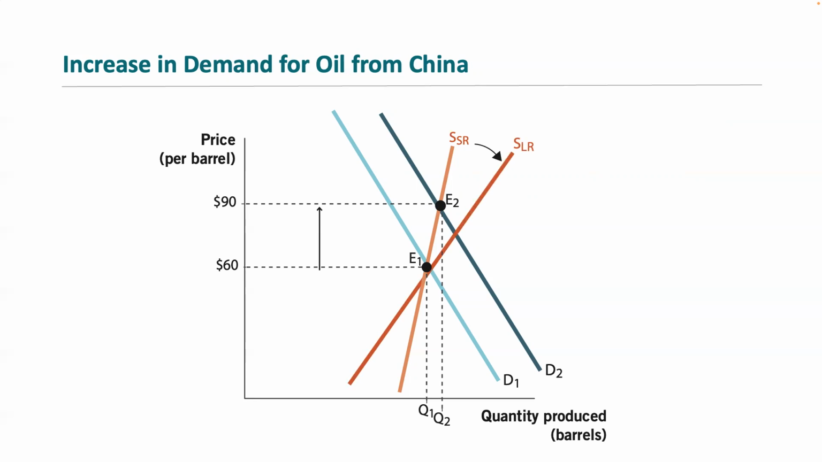Over time, the supply of oil is more elastic and we can adjust to the higher price of oil by producing more. Our supply curve will get a little bit flatter and become SLR for supply in the long run. And then the long run equilibrium price will be $80 per barrel and our long run equilibrium quantity will be Q3.